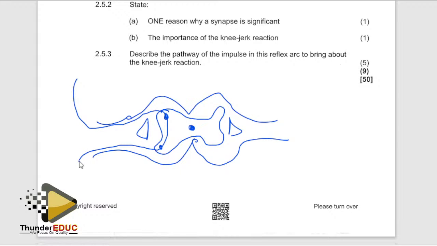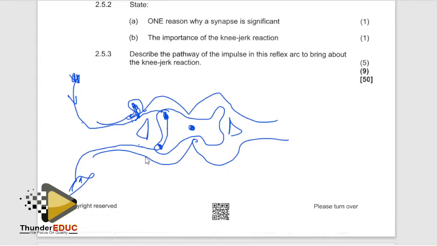And then you have the muscle here, and then you have the sensory neuron here. So now you start to explain this. The impulse moves here. Talk about the neuron. It enters through the dorsal root. Then here you have the ganglion. Then it connects to the synapse, the connector. Then another synapse. Then the motor neuron.